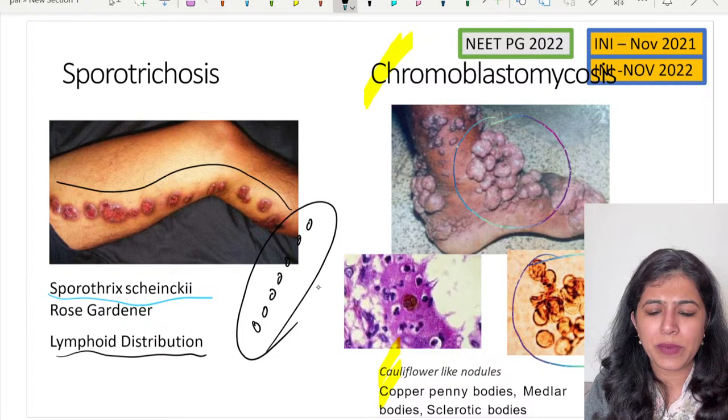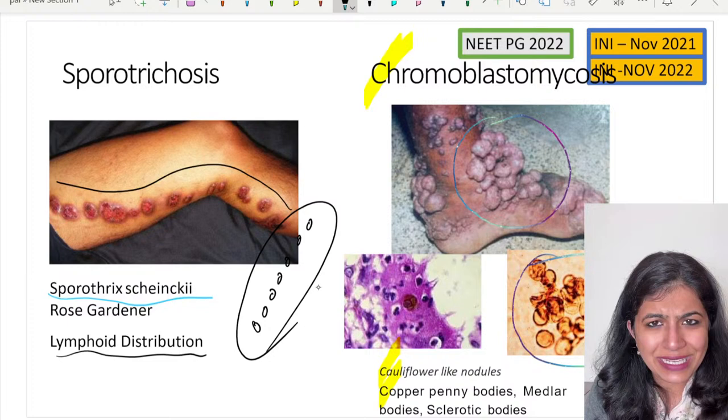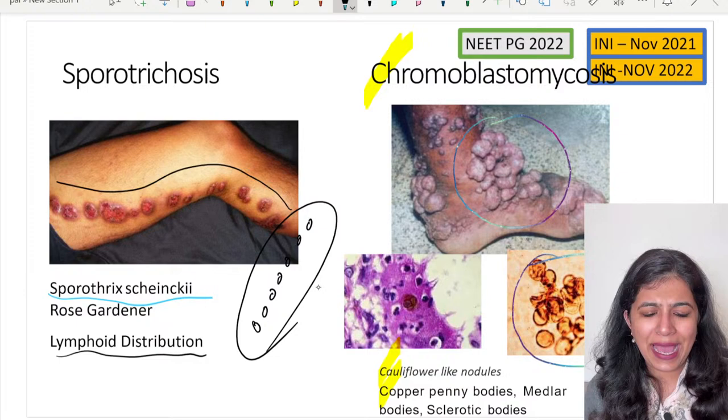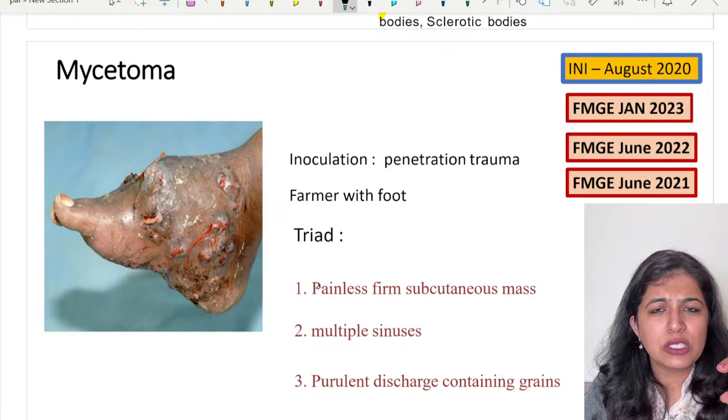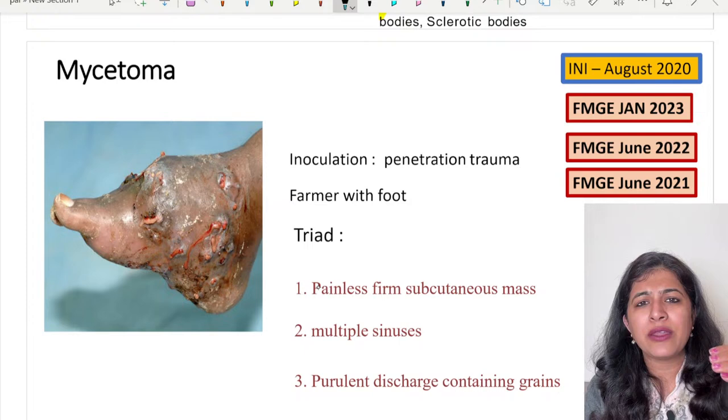So just revise with me again. Sporotrichosis, linear lesions. Chromoblastomycosis, cauliflower-like lesions, and mycetoma will be a foot swelling. So these three subcutaneous mycoses look very different from each other, yet they are always there in the options and a lot of students get confused.